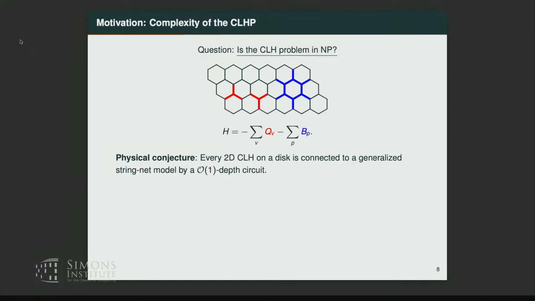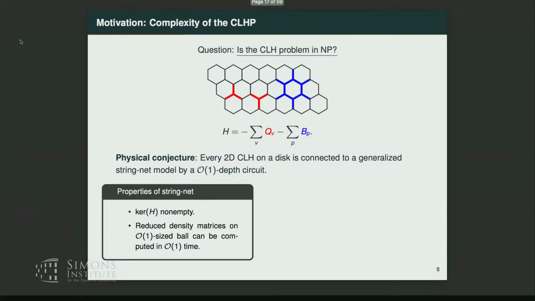The reason is that it is believed that every 2D commuting local Hamiltonian on a disk is likely connected to this generalized string net model by a constant depth circuit. Obviously, we don't know if that's true, but if it is, then there's a very simple NP witness that proves that, let's say, the ground state energy is below some quantity. The idea is the following. There are very general properties of the string net that once you write down the Hamiltonian, its kernel is non-empty. So you know that there is some ground state, a state with zero energy for this Hamiltonian.